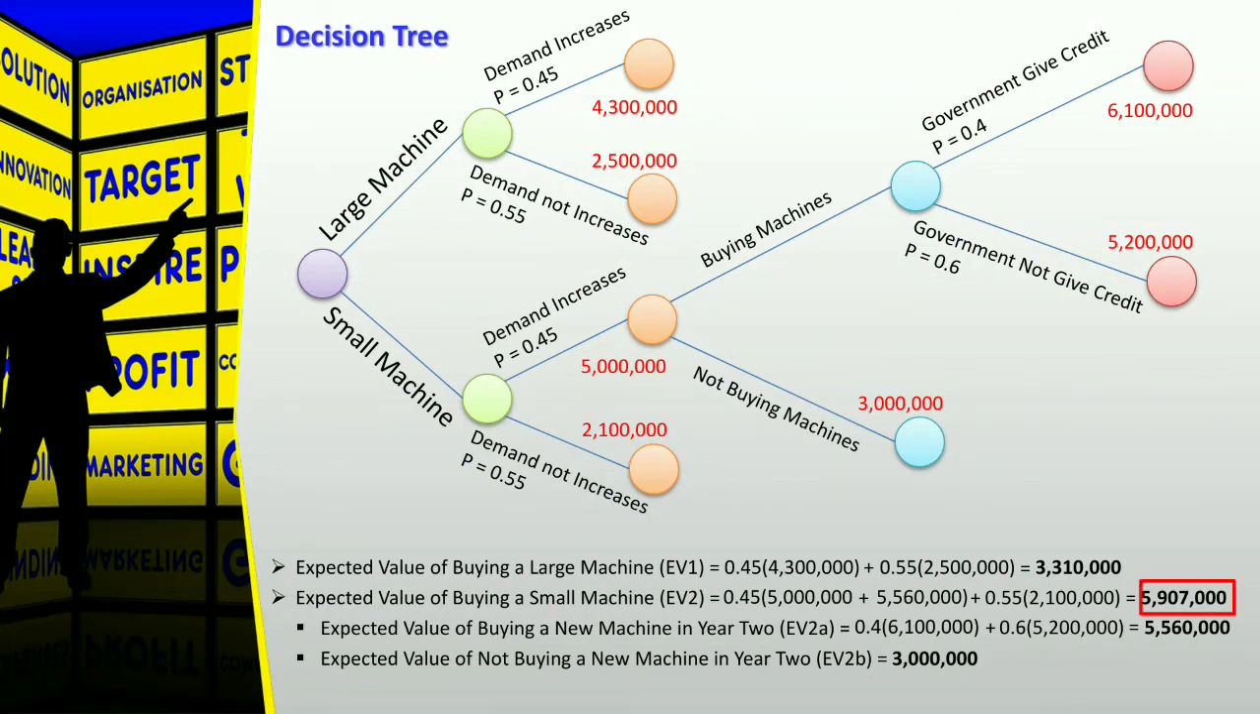Why does the company choose the small machine and not the large machine? Because the small machine has a higher expected value than the large machine.